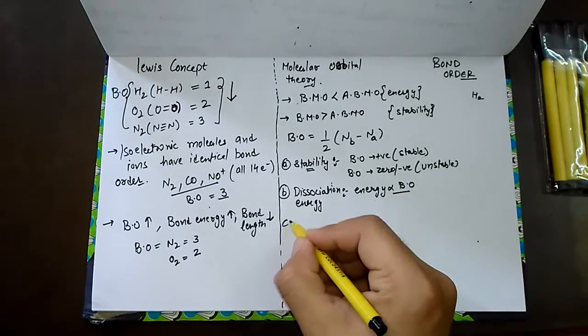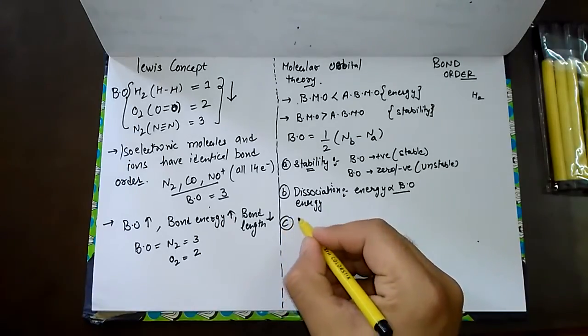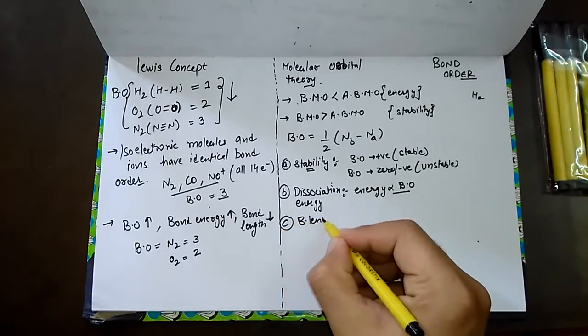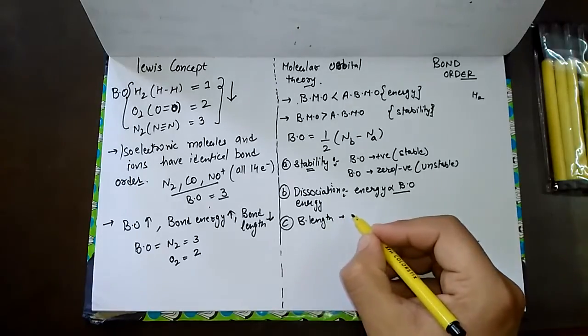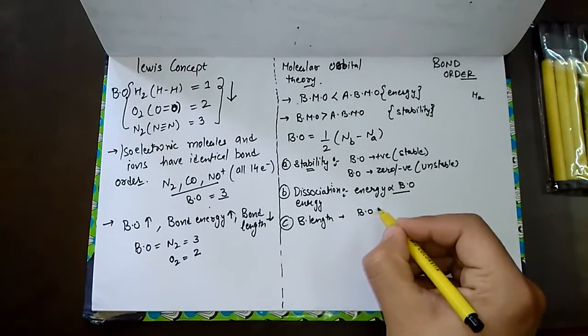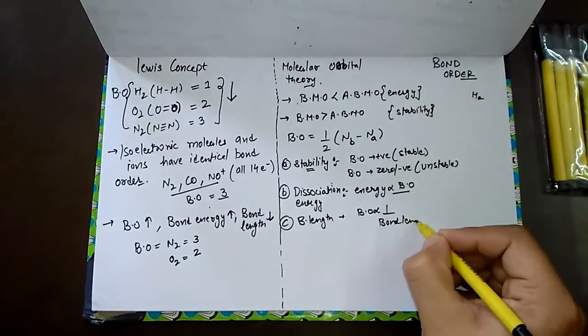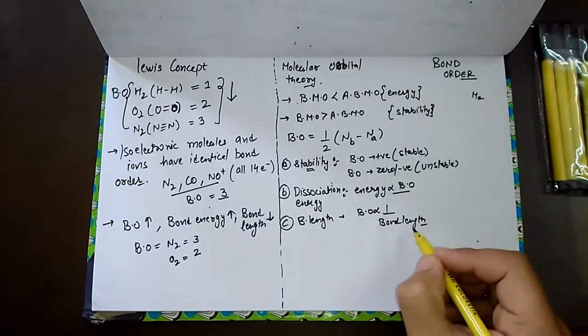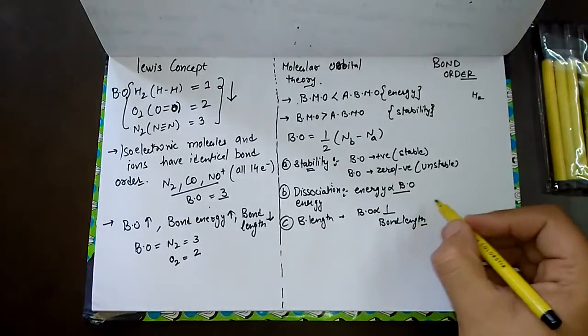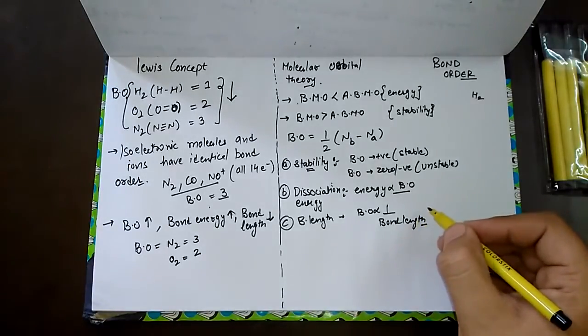The third one is the bond length. Bond length is always inversely proportional to bond order. Bond length is the most important concept while arranging the elements in descending or ascending order in numerical problems.